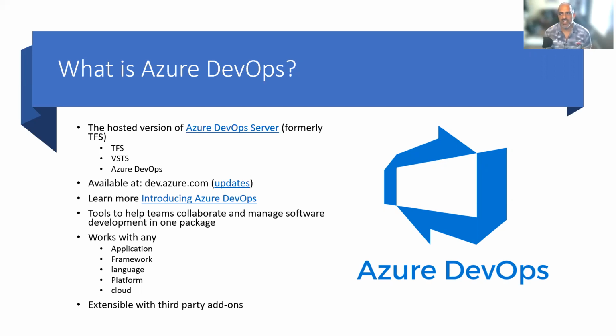So TFS went online and it became Visual Studio Team Services. And then after a couple of years, it was renamed Azure DevOps. And actually today, Azure DevOps Server is TFS on-premises. So Azure DevOps is really a hosted solution, and it's also an on-premises server-based solution.